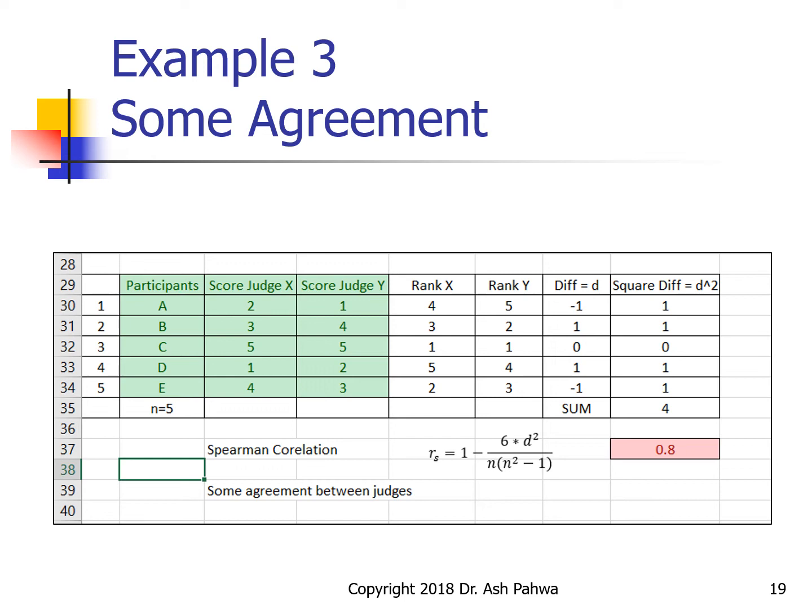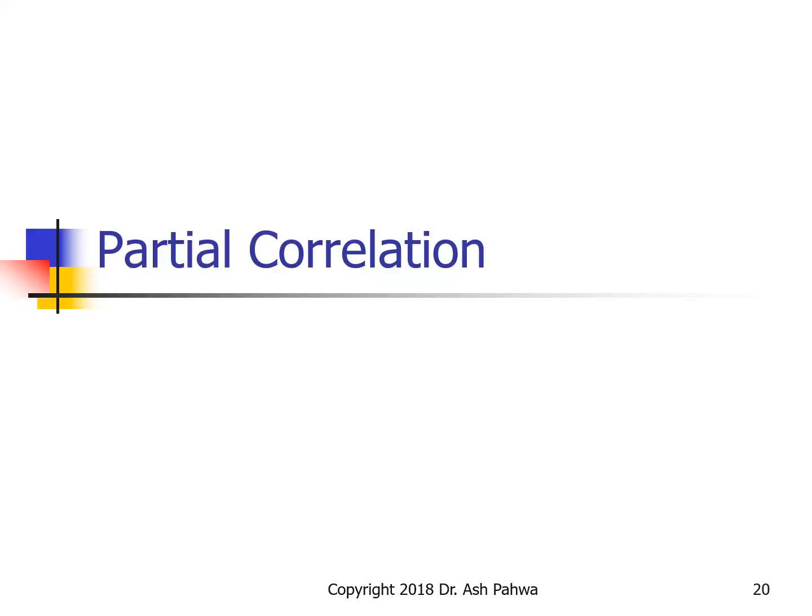Most of the time with real-world data, you're going to find it somewhere around 0.7, 0.8, 0.9. That should be a normal case. But if it is below that, then you don't have much faith in the judges, because they are judging the athletes in such different ways. So this is one example in sports where Spearman correlation is used very heavily.